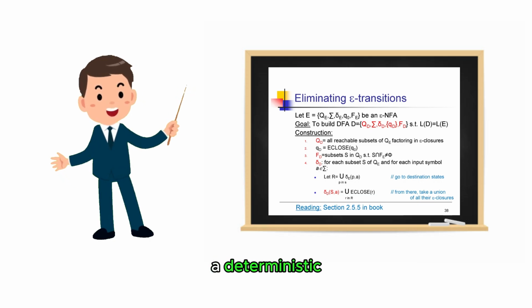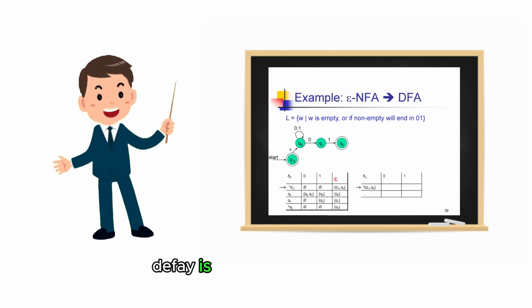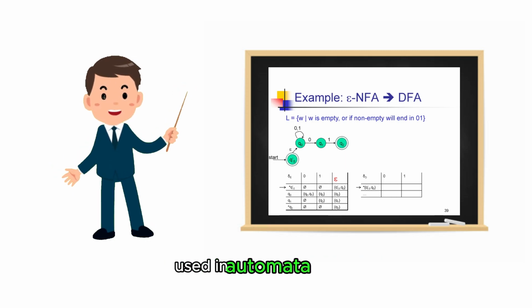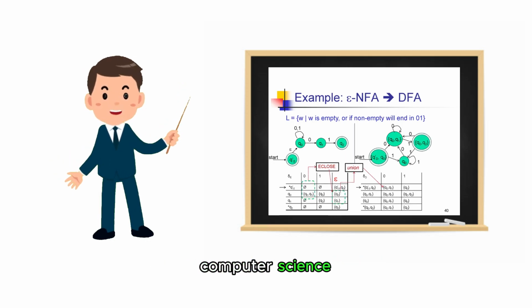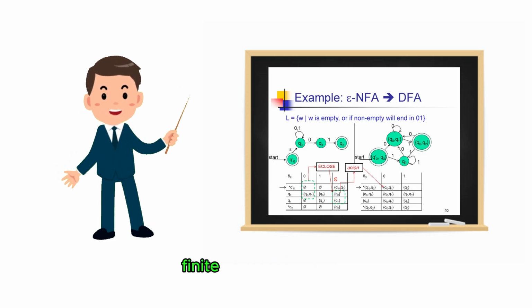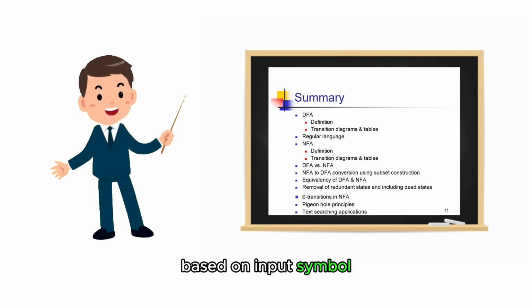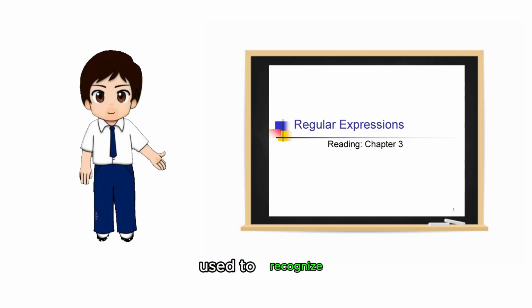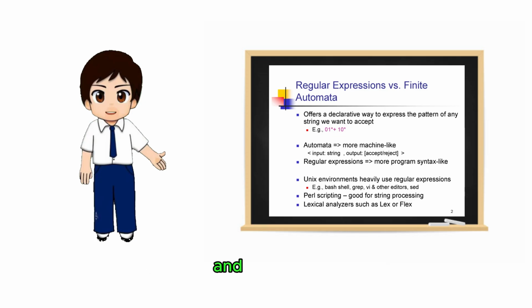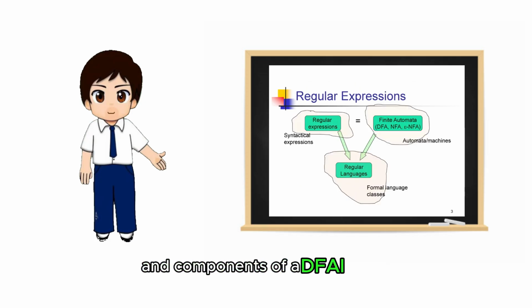A deterministic finite automaton, DFA, is a mathematical model used in automata theory and theoretical computer science. It is a type of finite automaton, which means it has a finite number of states and transitions between those states based on input symbols. DFAs are particularly used to recognize and process regular languages, which are a class of formal languages characterized by their simplicity and regularity. Here are the key characteristics and components of a DFA.